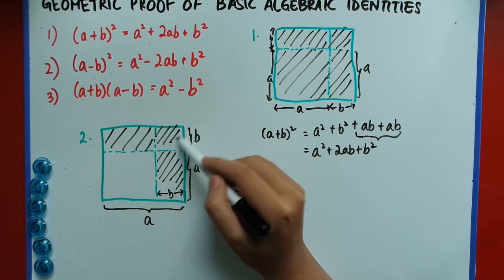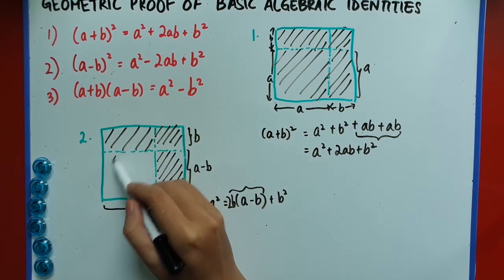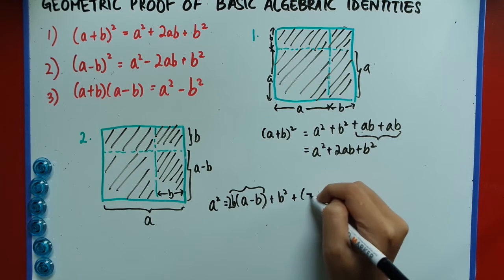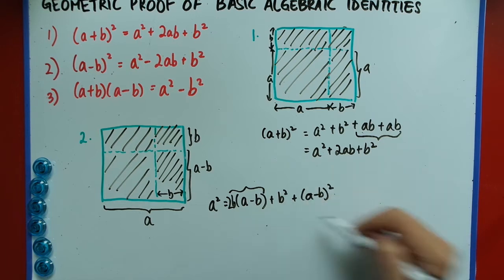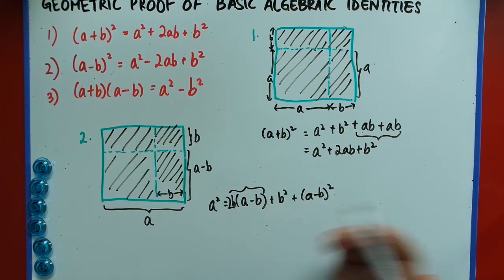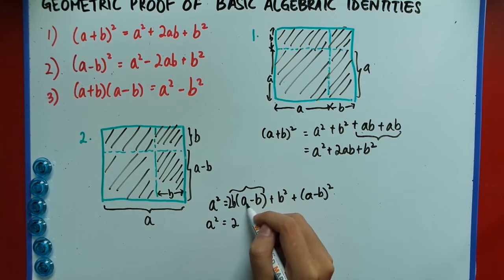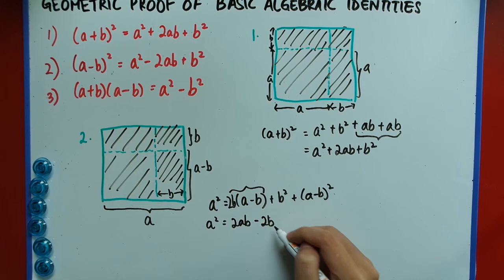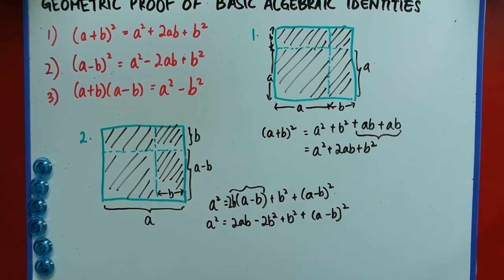This one is easy. This is simply b squared, correct? B times b. What about this? This is a minus b times a minus b. So this is a minus b squared. Okay, so you can see this thing is what we want to isolate. So before we do that, let's just open up this bracket first, okay? So this is 2 times a times b, so it's 2ab minus 2b squared, 2 times b, right? Plus b squared plus a minus b squared.